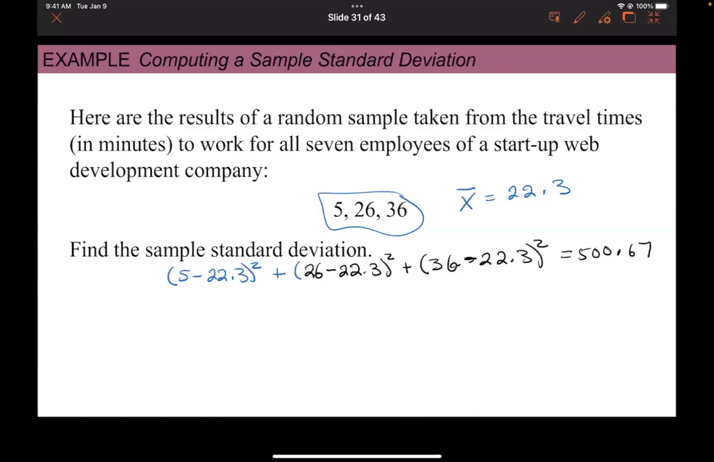All right, now we take that 500.67 and we divide it by n minus 1. My sample size is 3, so n equals 3. So n minus 1 is 2. Sorry, can you explain that one more time? So because my sample size is 3, and this is a sample standard deviation, we divide by 1 less than our sample size. Gotcha. I'm going to divide by 2.